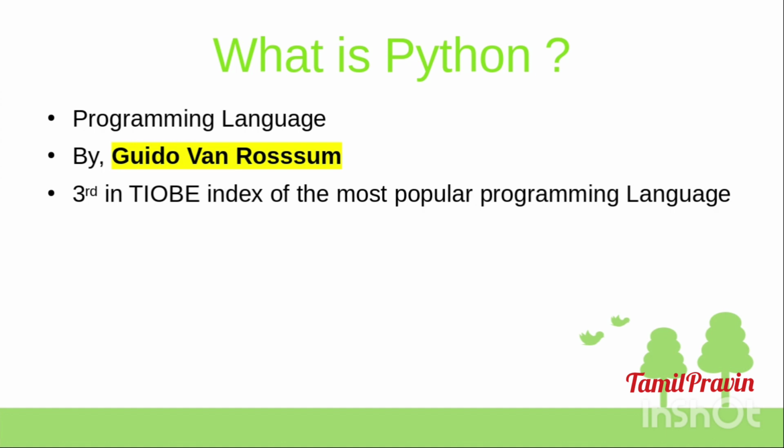And another interesting fact is that, according to a survey in January 2021, Python ranks third in the TIOBE programming community index of the most popular programming languages.